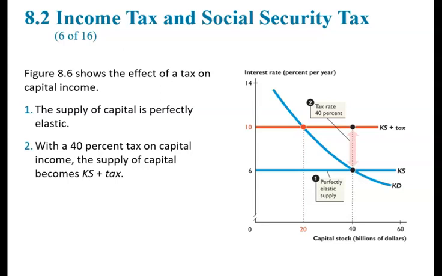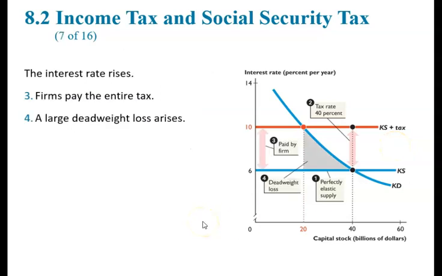If that is the case, the supply of capital curve will actually move upwards by a margin of 40% from every point on the initial supply curve. If that is the case, we can see that the firms will actually have to pay the entire tax. So in this scenario, the firms who are demanding the capital will have to bear the total burden of the tax.